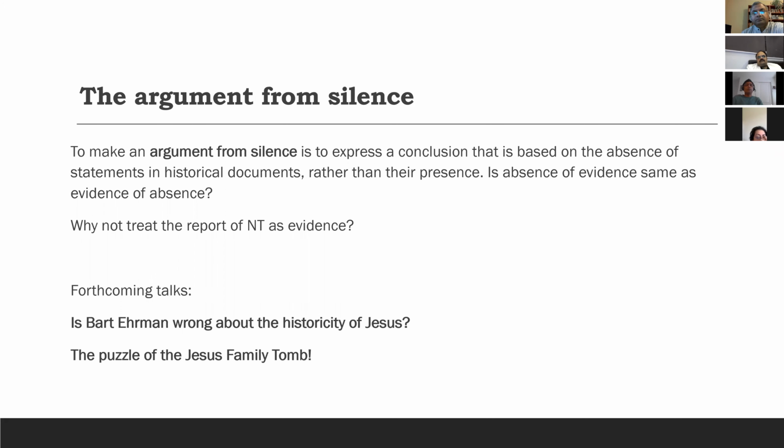And then the second one is about the puzzle of Jesus' family tomb. A recent archaeological discovery was made, and Professor James Tabor of the University of North Carolina has written an extensive book on the subject, and it's about an alleged family tomb of Jesus. That's a very interesting point, because if there was a family tomb of Jesus, does it automatically mean that a historical Jesus existed? Is that the case? We'll talk about that in a forthcoming talk. With that, let me conclude, and I'm open to questions.